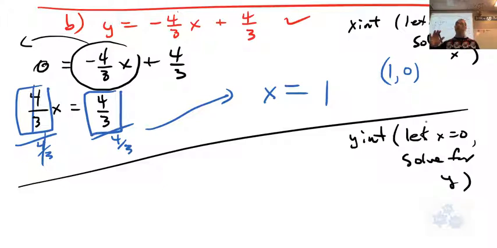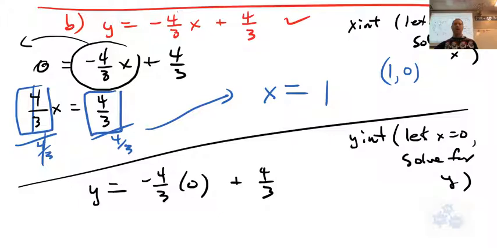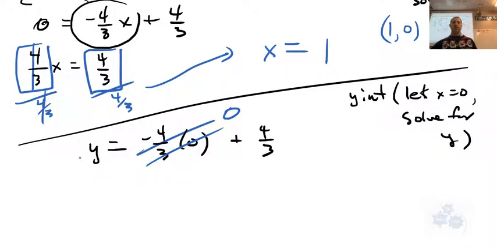You guys following? Am I going too fast? Hopefully you've been through this once and you kind of have most of this figured out. But anyways, we take the same equation and we just let x equal 0. So we have y equals negative 4 over 3 times 0 plus 4 over 3. Whenever you have a number times 0, that whole thing is 0. So now we have y really just equals 4 over 3. So the y-intercept is the coordinate (0, 4/3).